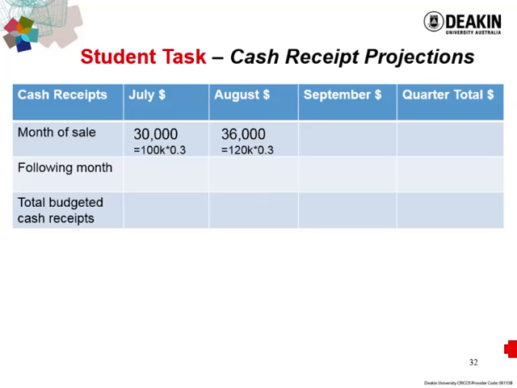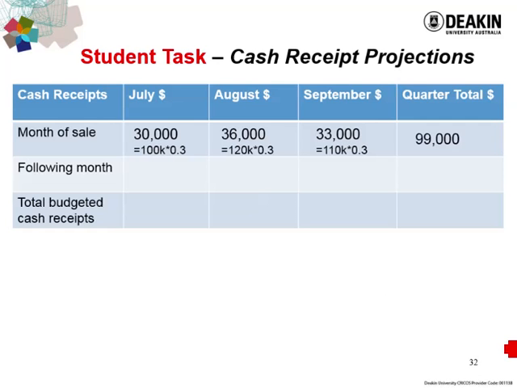In August, we will collect 36K, which is 120K August sales times 30%. In September, we will collect 33K, which is 100K September sales times 30%. The quarter total is 99K.